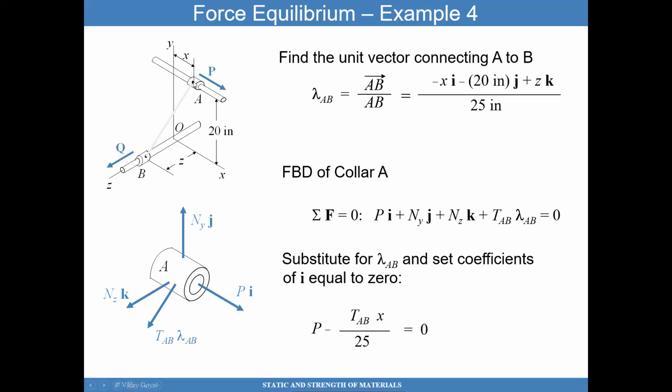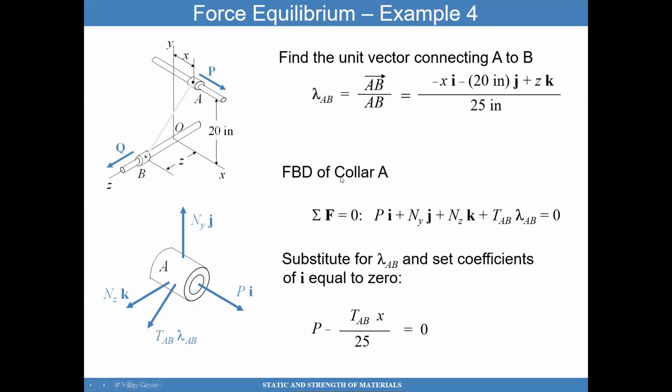I can find the vector that connects A to B because I know the coordinates of this point and the coordinates of this point. If I leave x as an arbitrary number and z as an arbitrary number, you should be able to find this vector AB. Once I find it based on the coordinates, which are minus x i hat minus 20 j hat plus z k hat, I want to divide that by the length of that wire. I know the wire is 25 inches. So this is almost like a constraint, and this is my unit vector right here.